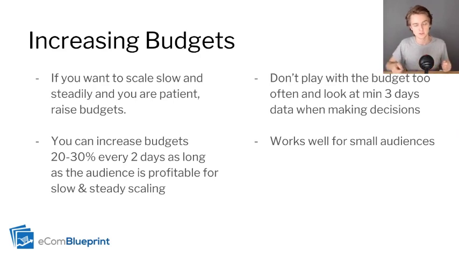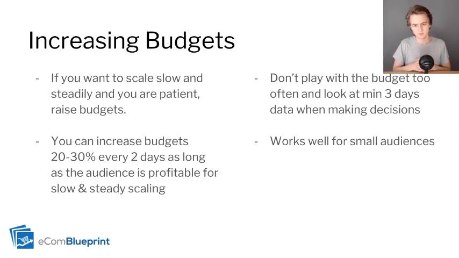What you can do is you can just increase the budget of your ad sets 20 to 30%, depending on how aggressive you want to be, every 2 days. Now, you could even go as high as like 40%, but it's better to be conservative, in my opinion, with the strategy. So you can increase the budget 20 to 30% every 2 days, as long as the audience is profitable. And this will give you slow and steady, really gradual scaling. This is a great way to do it.